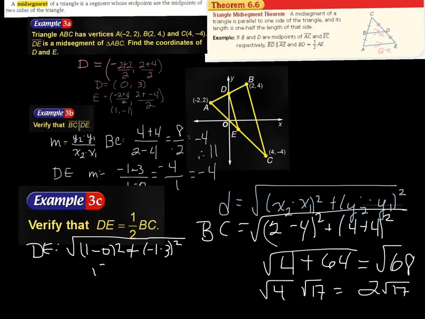So we have 1 squared plus negative 4, but we don't care because we're squaring it. And we get, oh, don't forget my radical sign. 1 squared is 1, plus 4 squared is 16, so I'm going to get the square root of 17, which is definitely half of 2 square root of 17, so that is a yes. They are in the right proportion. Square root of 17 is half of 2 square root of 17.